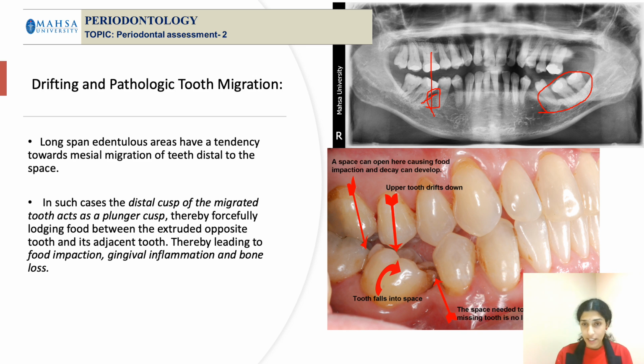Especially you can observe in the second picture here an example where there is a missing molar and this space was never replaced. So what happens is the tooth falls into this space, drifts into this space of the molar, and what also happens is the upper tooth drifts down, which is supra-eruption. So there are two problems. One is the mesial drift of the adjacent tooth and also the supra-eruption of the opposing tooth. So both of these things will happen.